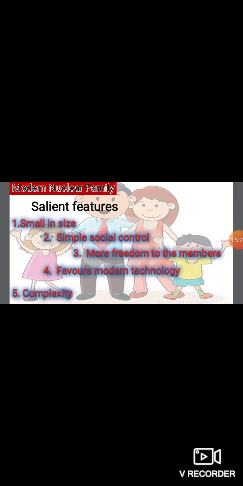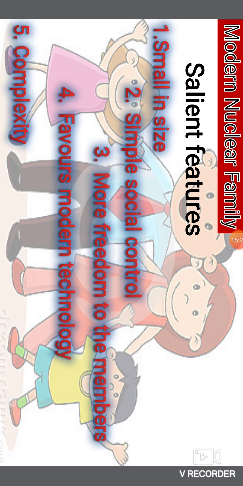The following are the salient features of the nuclear family. So, what are the salient features of the nuclear family? The first one, small in size, the second one, simple social control, the third one, more freedom to the members, the fourth one, favors modern technology, and the fifth one, complexity.